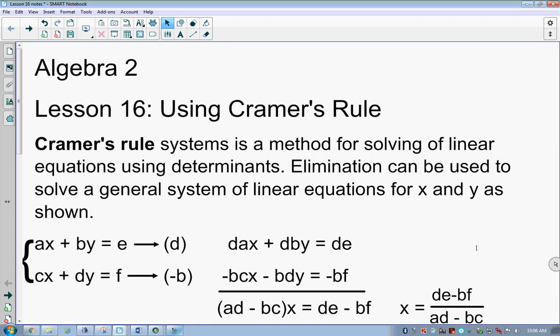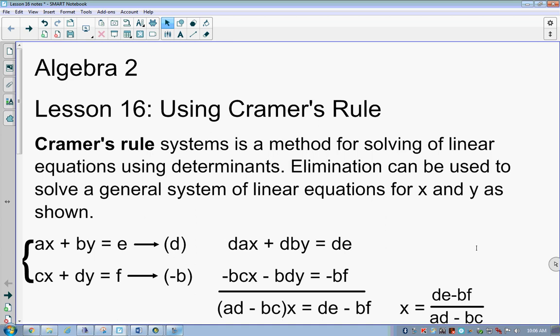All right, using Cramer's rule. Cramer's rule is just another method, okay? What it does is it takes our information and sets it up as a determinant. We've talked about determinants, and we know how to use matrices and find determinants. So Cramer's rule is a method for solving systems of linear equations using determinants. Elimination can be used to solve a general system of linear equations for x and y as shown.